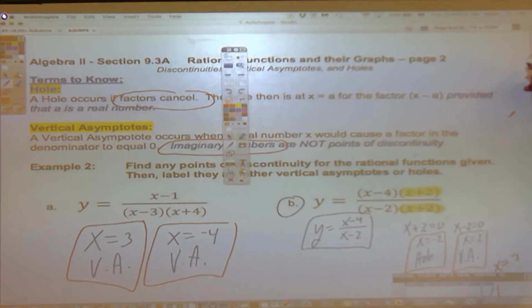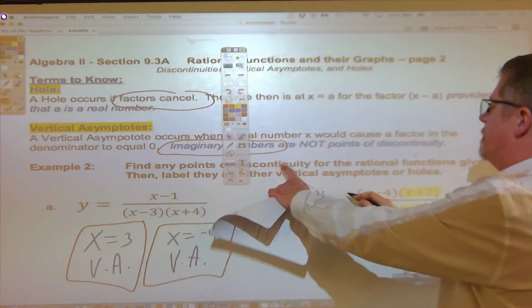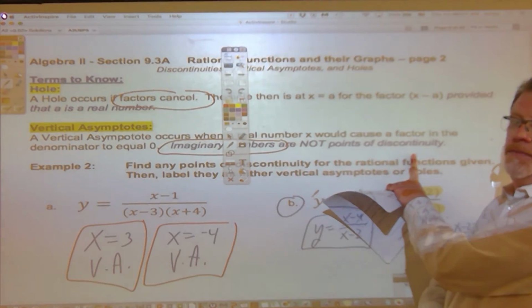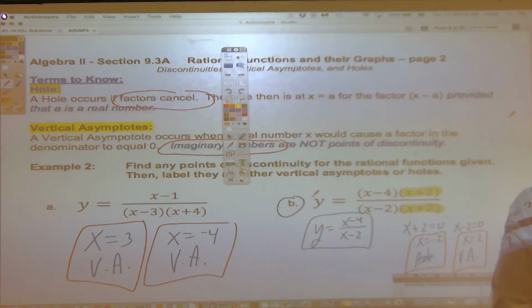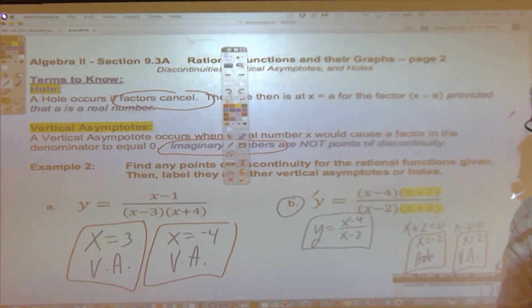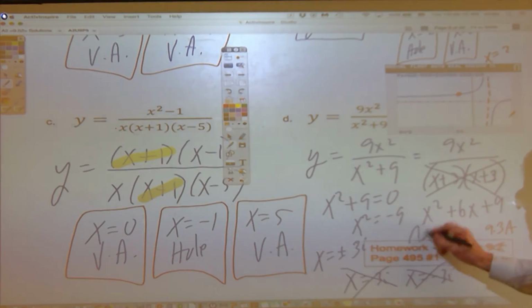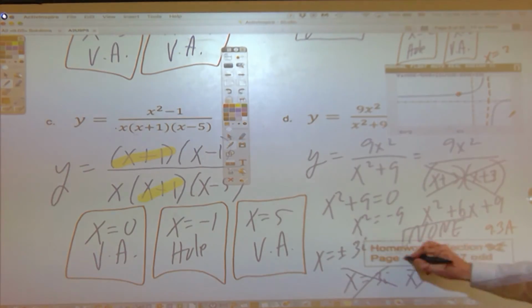It says right here in the notes, imaginary numbers are not points of discontinuity. So if there's an i in your 0, then ignore it. It's neither a hole nor a vertical asymptote, so the big answer here is none.